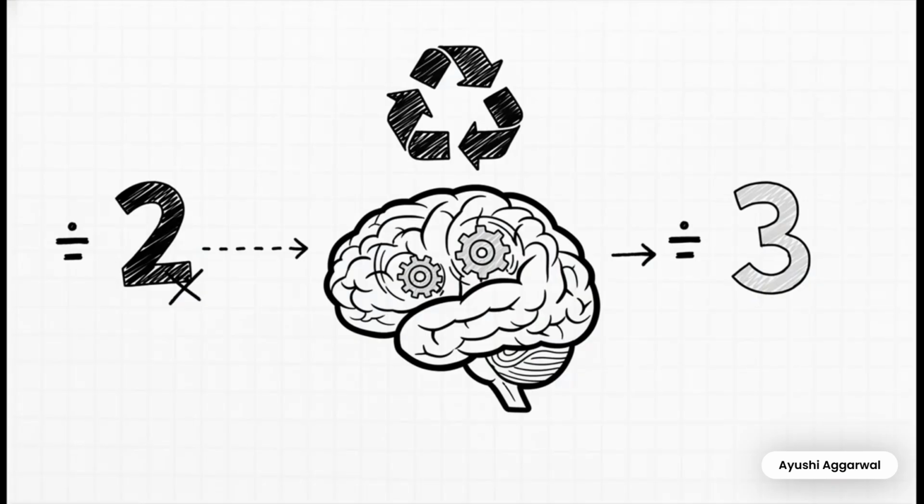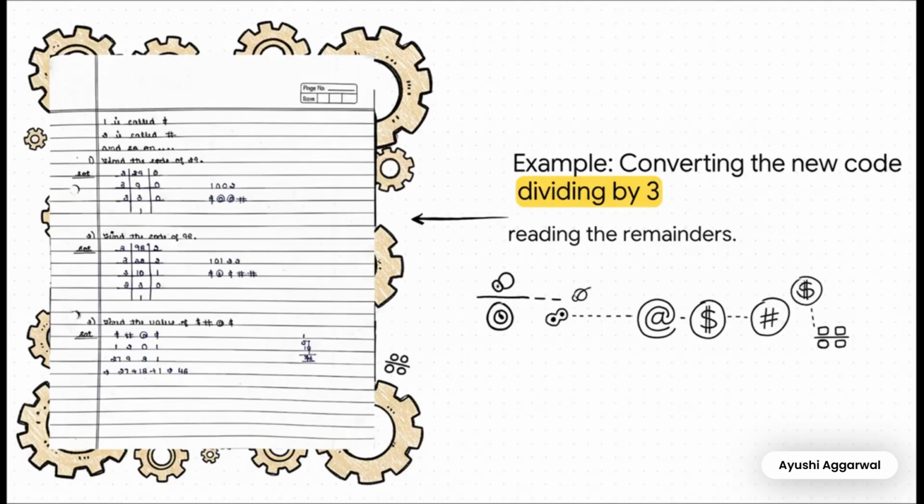And please don't get scared by this. The logic stays exactly the same. Before, we were dividing by 2, so now we'll just divide by 3. That's it. Look, let's convert the number 98. We divide 98 by 3. The remainder is 2. Then the quotient, 32, by 3. The remainder is again 2. We repeat the process, write down the remainders from bottom up, and then just replace 0 with at, 1 with $, and 2 with hashtag. See? Same logic, just a different base.